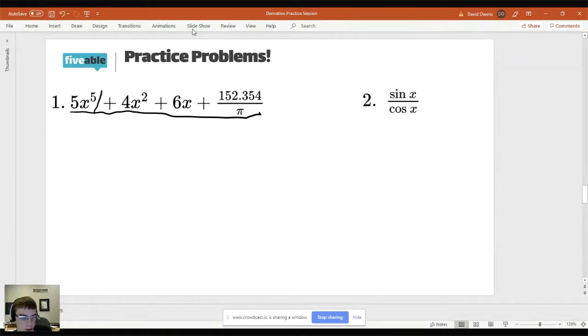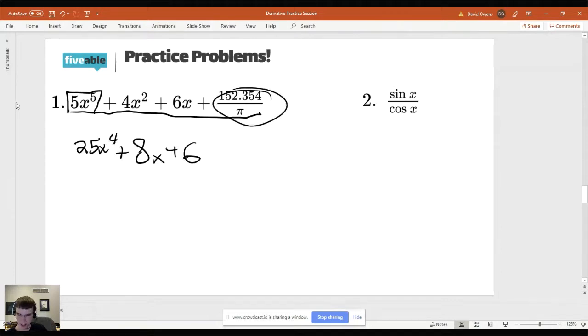We'll start off with the derivative of the first term. We multiply the power out in front, so it would be 25x to the 1 less power, which would be 25x to the 4th power. Then we'll add to that: we've got 4x to the 2nd power, 2 times 4 is 8, x to the 1 less power is just x to the 1. We've got 6x to the 1, 6 times 1 is 6, and x to the 0 is 1, so you just have 6. And this behemoth, because it's just a constant, we don't actually care about it. And so there's our derivative.